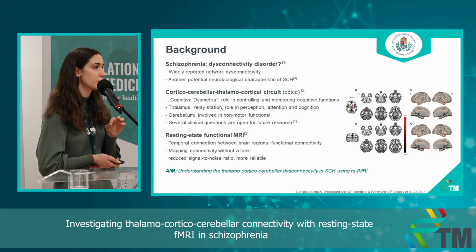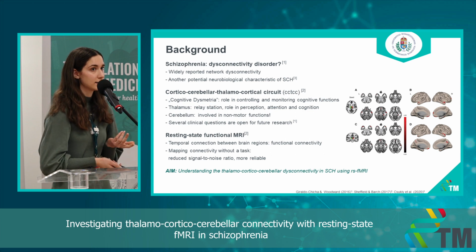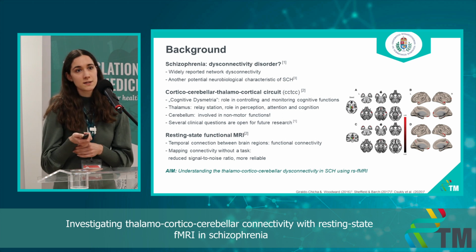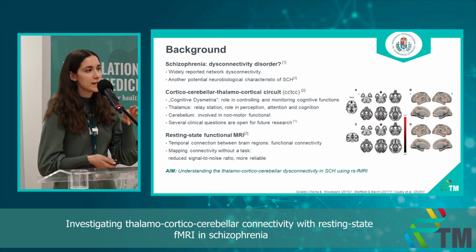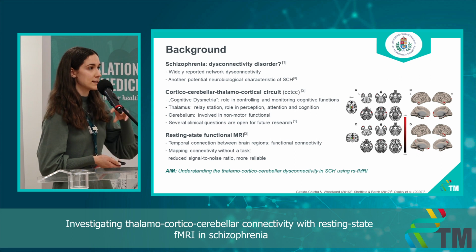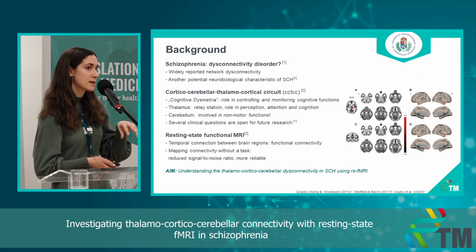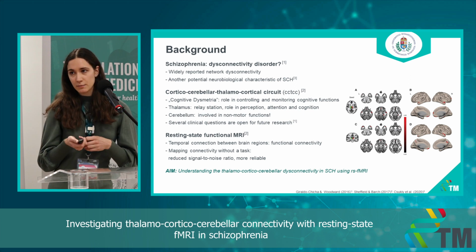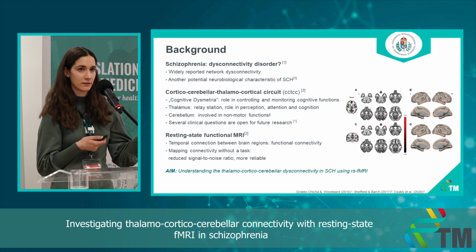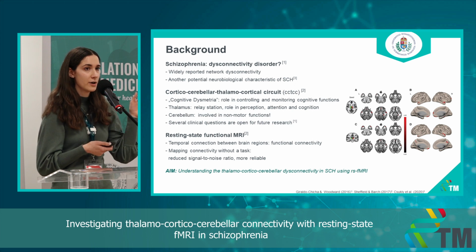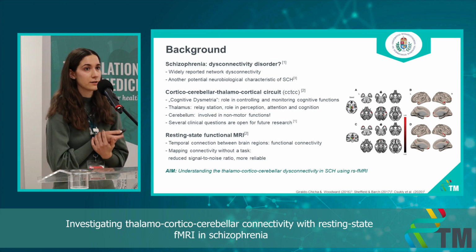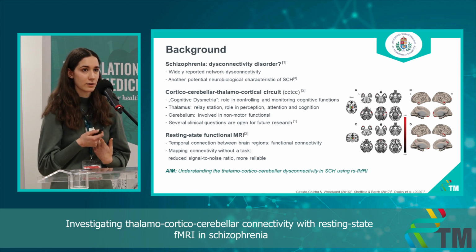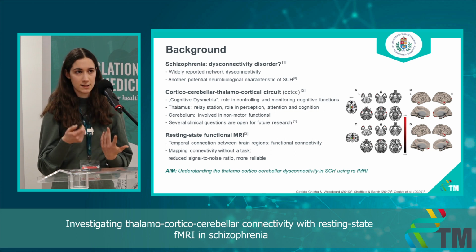One of these brain networks that has been highlighted is the corticocerebellar thalamic circuit. So two brain areas that play an important role in this network are the thalamus and the cerebellum. The thalamus acts as a relay station between sensory input and the higher level cognitive or prefrontal cortical regions. It plays a role in attention and cognition, working memory, and so on.